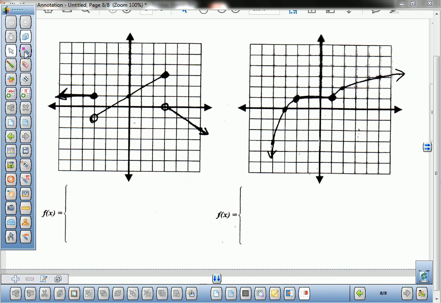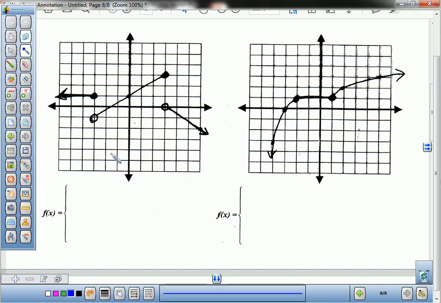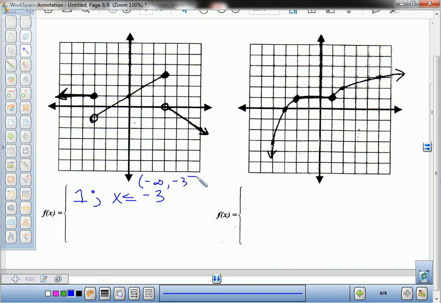Okay, the first one is a horizontal line. So it's just y equals 1. Okay, this one starts at -3 and it goes forever left. It's closed, so it has to be equal to. So that's what it would be as an inequality. This is what it would be as an interval, if you like intervals better.